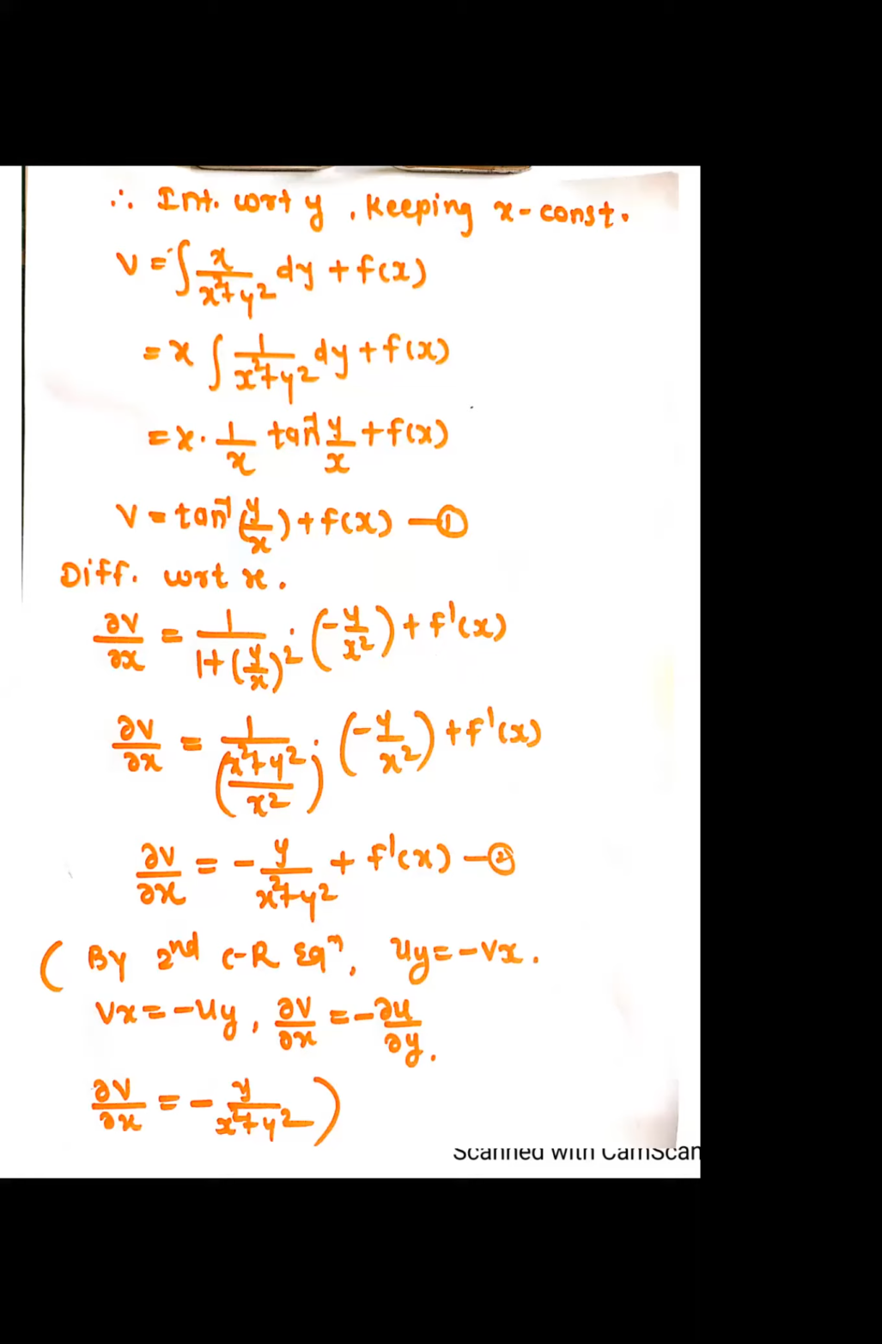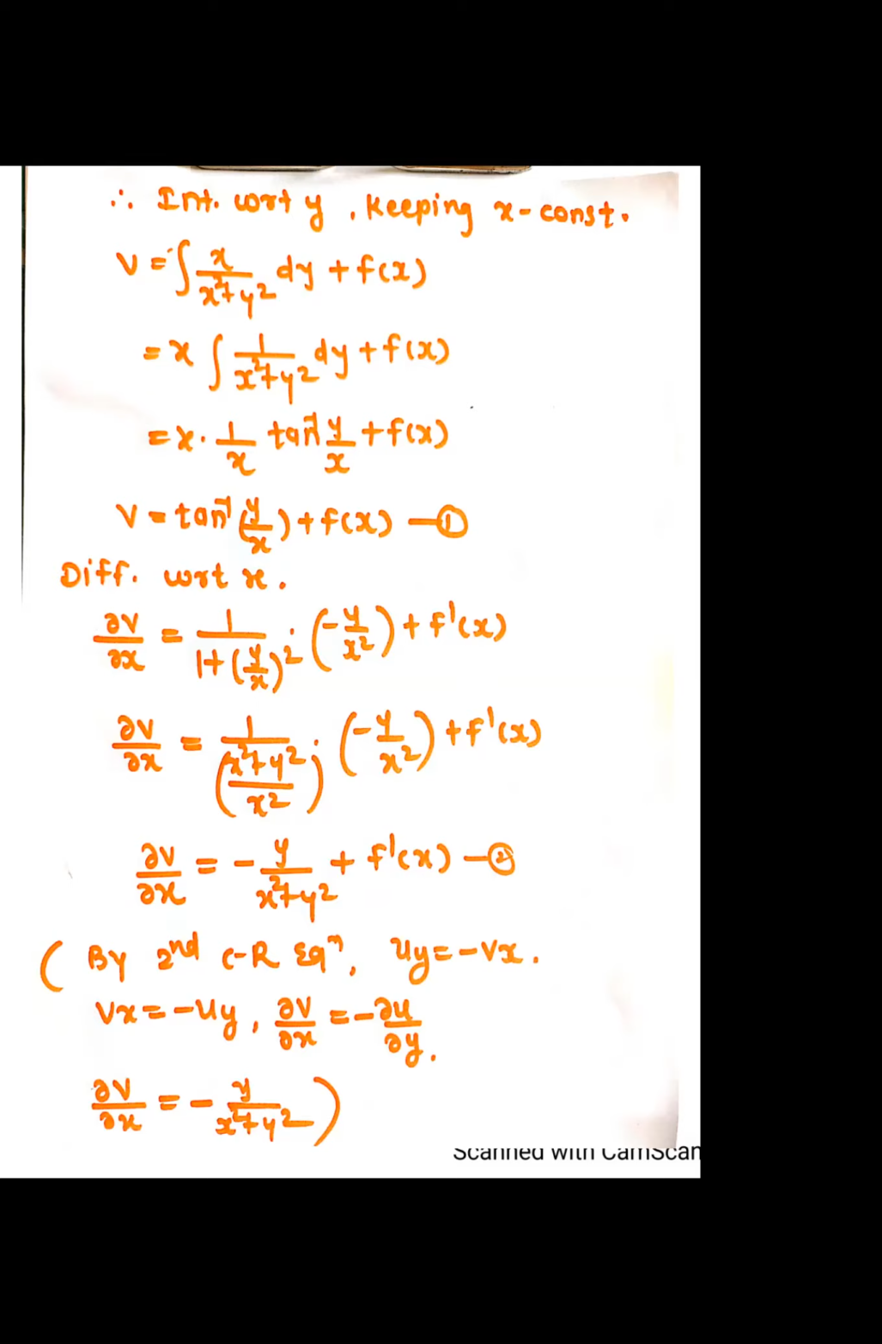Now see, simplify the denominator. It is y square upon x square. So simplify that, x square, you cross multiply here. So x square plus y square upon x square into it is minus y upon x square plus f dash of x. So dabba v upon dabba x is equal to, this x square will get cancelled, and what is remaining here? Minus y upon x square plus y square plus this f dash of x.